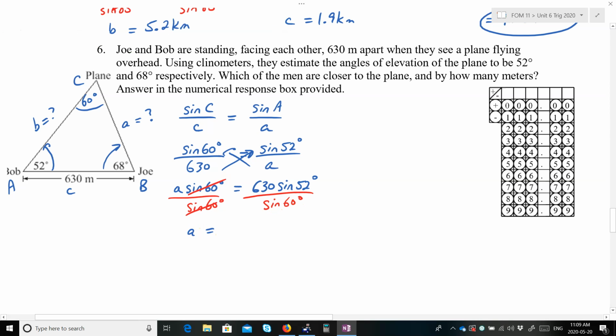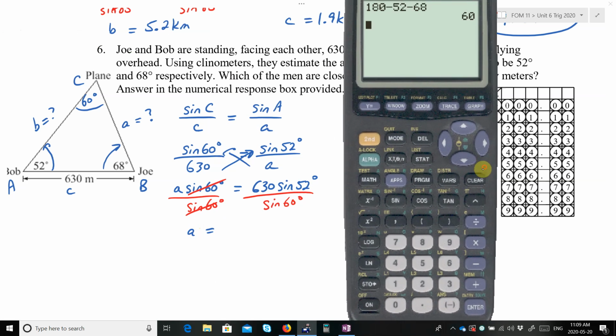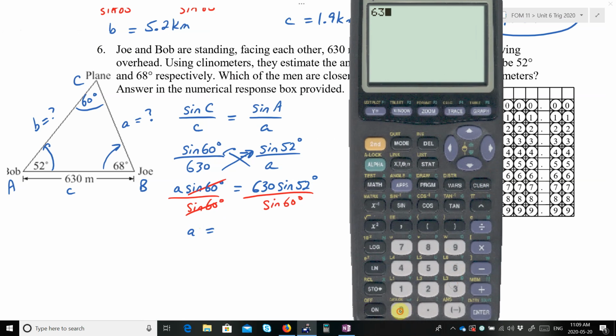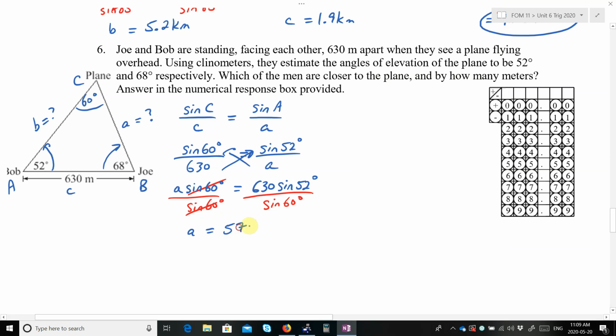And we are going to get a is equal to 630 sine 52 divided by sine 60. That's 573.2. Okay, that was little a, so Joe is 573.2 meters away from the plane.